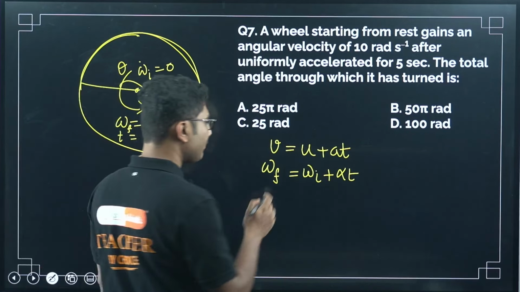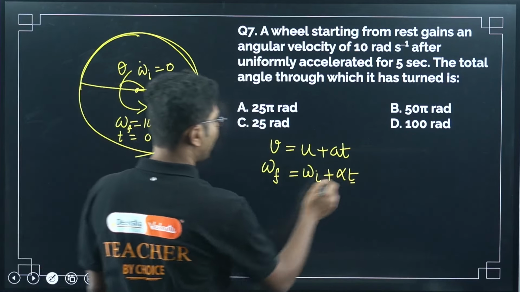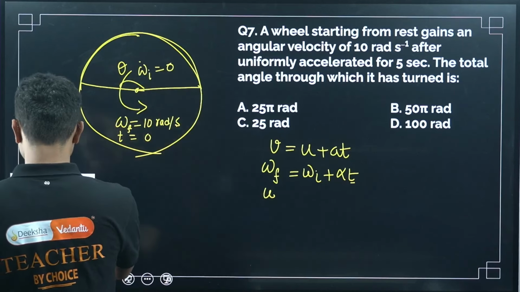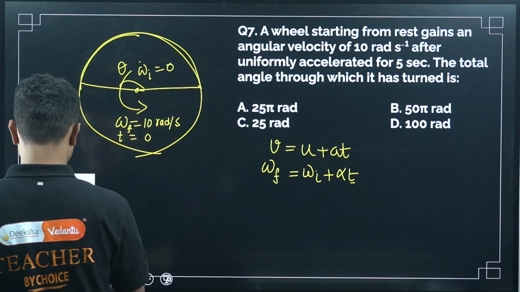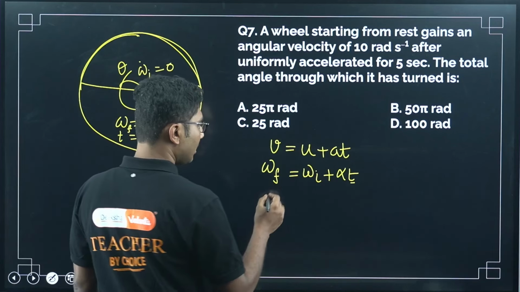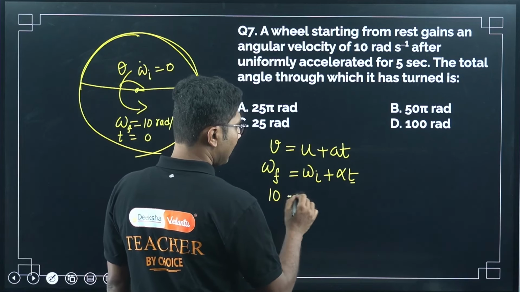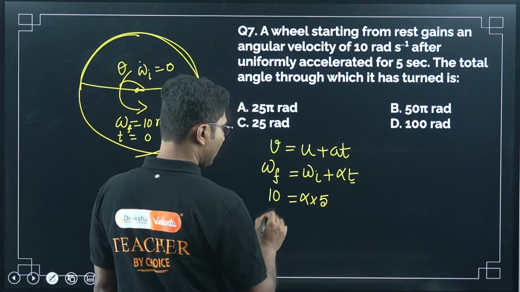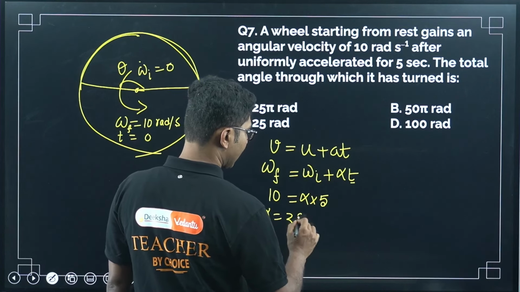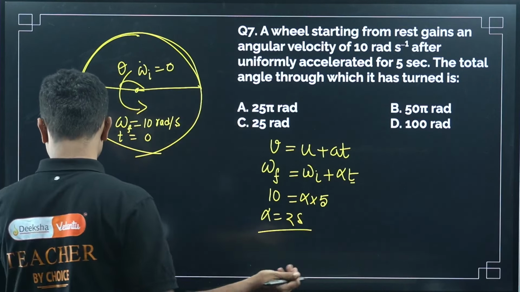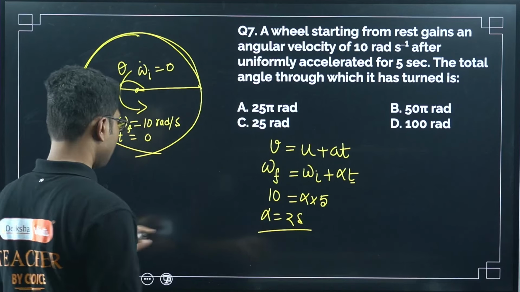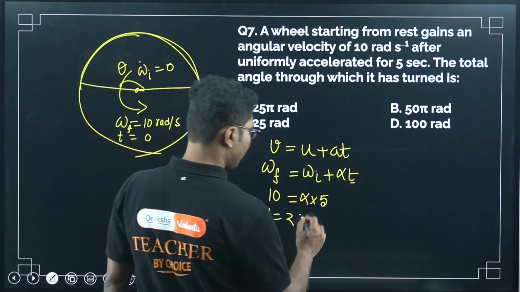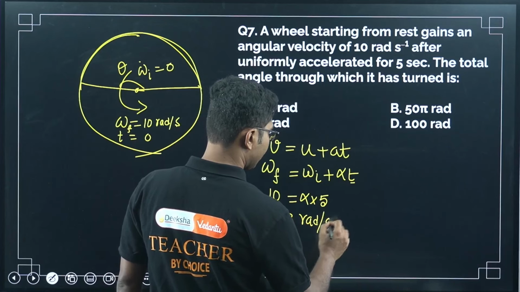So first of all we have to find the alpha. Omega f is given as 10. So we are trying to find the angular acceleration. Omega is 10, alpha we don't know, time is given 5 seconds. So alpha is equal to 2 units, radian per second square. This is acceleration, so it will be 2 radian per second square.